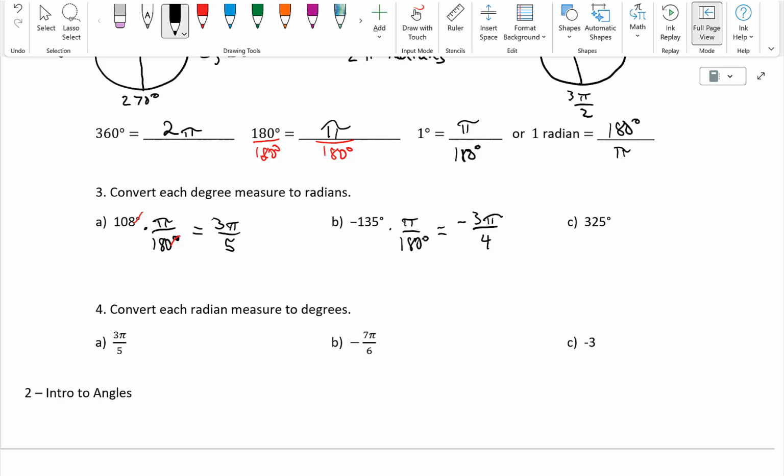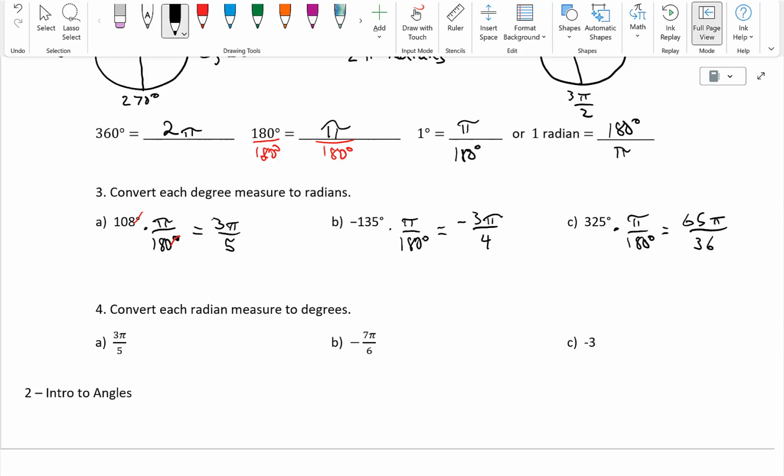And for the 325 degrees in C, we're again multiplying by pi over 180 degrees. Those, I think, just divide by 5. So we get 65 pi over 36. All right, and we're into radians again. We divide out those degrees, you can think, as we go.